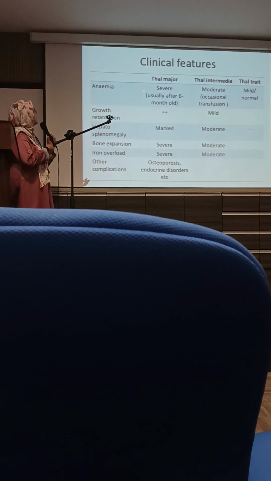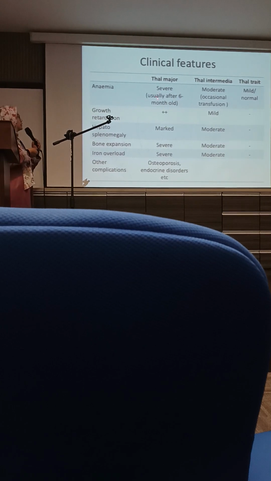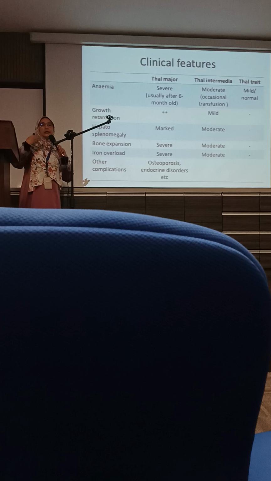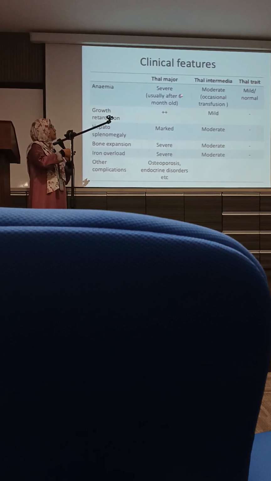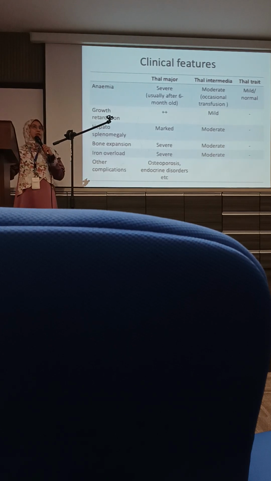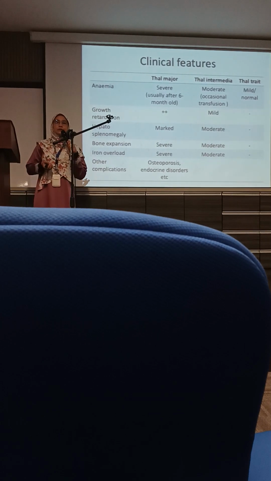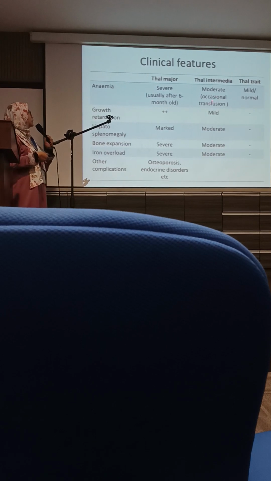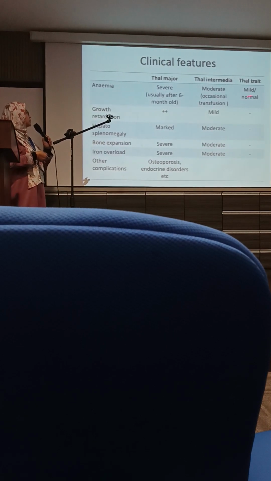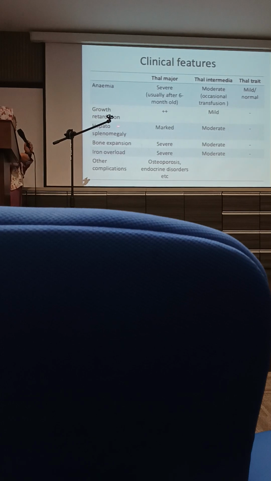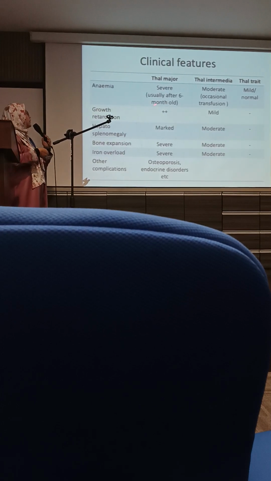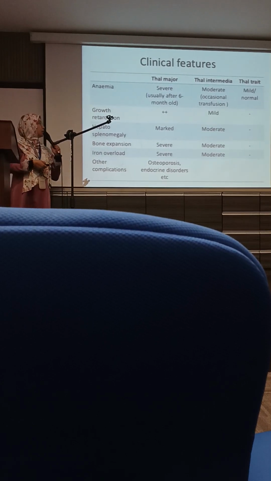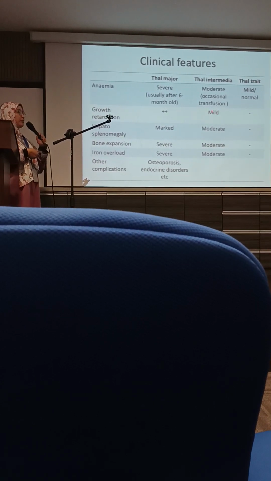So the clinical features, the anemia is severe in thalassemia major, but dia bukannya at delivery terus ada. Usually after 6 months old. Biasanya patient akan datang at about 1 year. 1 year age baru datang. And for the moderate one, moderate lah. Dia jarang occasional transfusion, tak perlu transfusion. Growth retardation, if untreated, they will have growth retardation sebab tak cukup oxygen carrying capacity. And intermediate, they can have mild retardation.